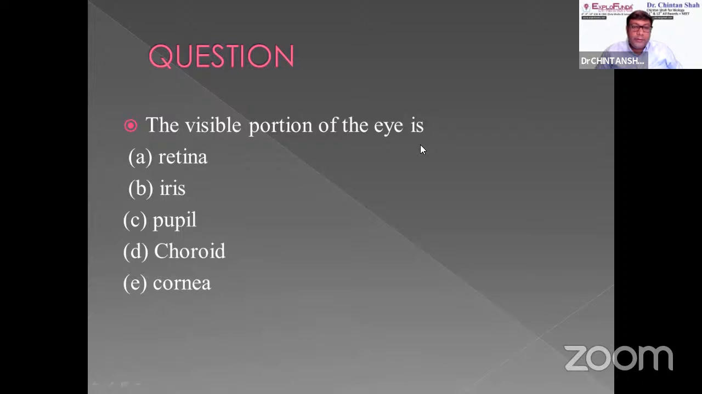The visible portion of the eye is what? This is 39. Visible portion of the eye is what?